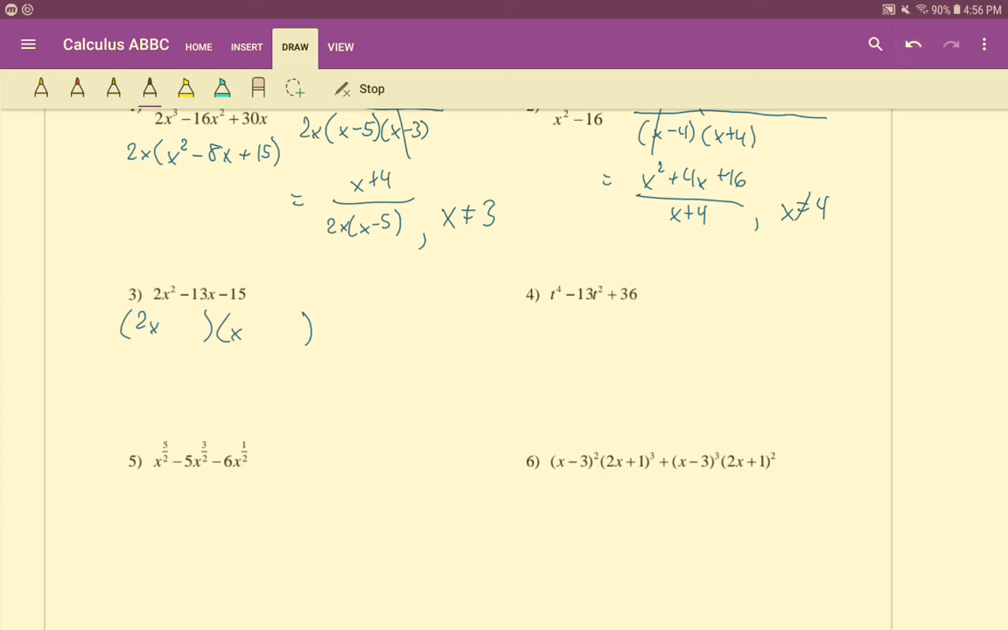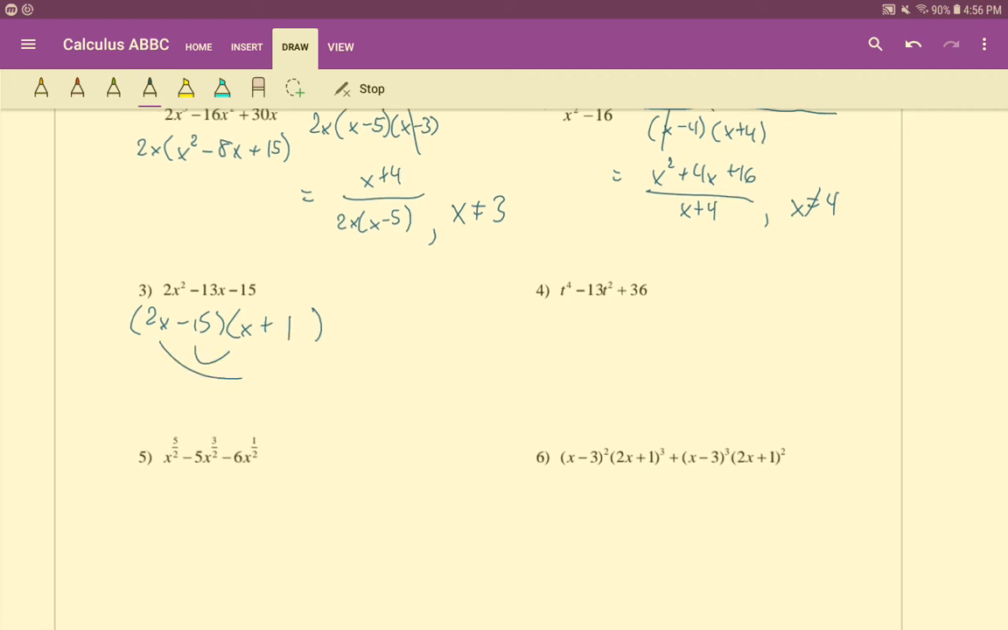So let's see here. Let's instead try minus 5 and then plus 3 like that. No, it doesn't quite work either. Minus 10 plus 3 does not work either. Let's see here, how about minus 15 plus 1? That one does work. Negative 15x and then plus 2x will give us that minus 13x that we're looking for there.